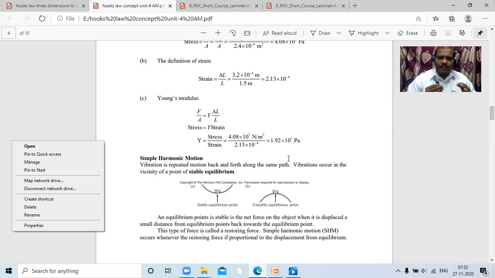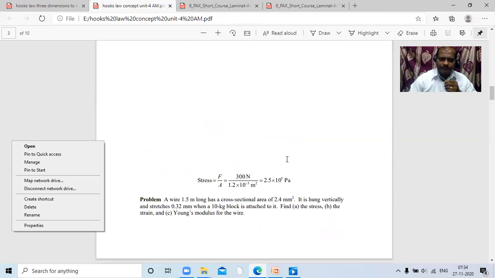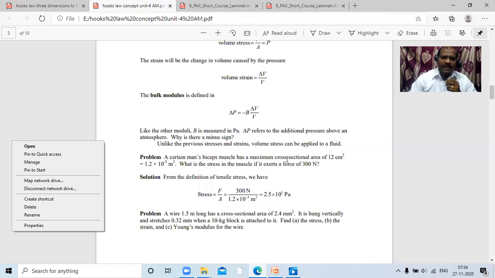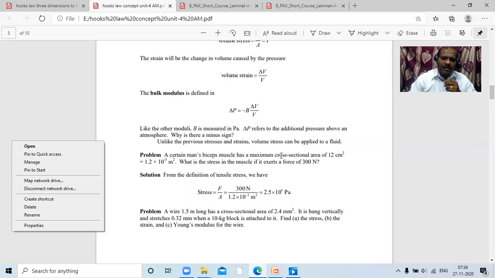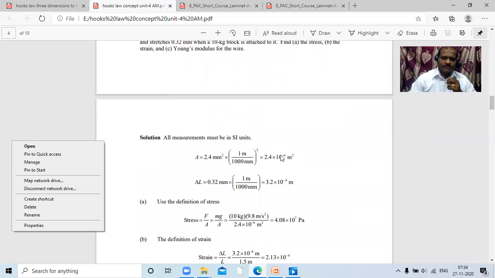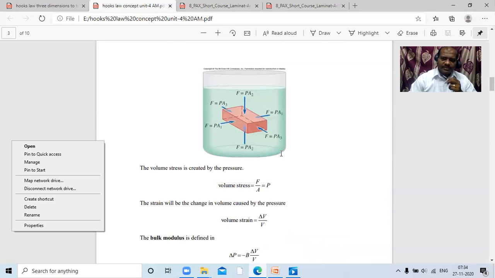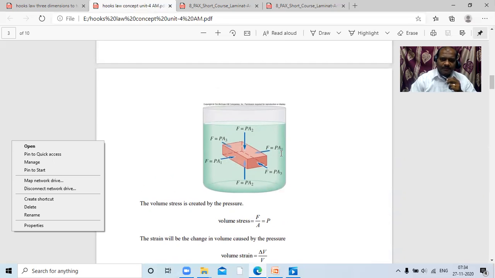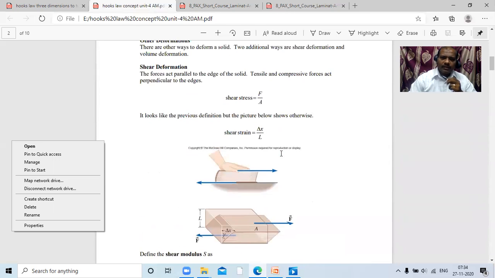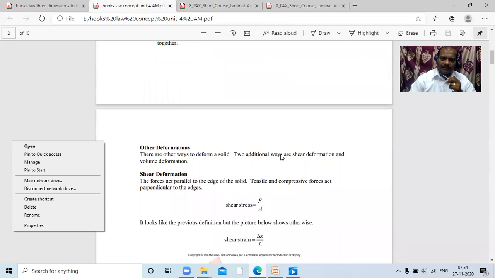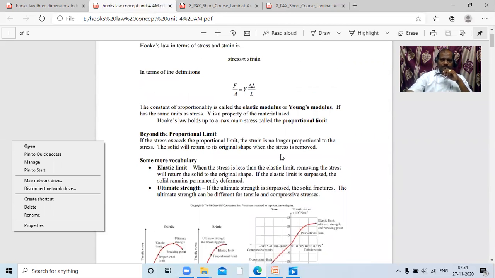Fourth point is we have solved two problems. One is regarding the calculation of stress. Second is regarding the stress calculation, strain calculation, and Young's modulus calculation. So these are similar things, and you have observed a schematic representation of how bulk modulus happens, and a representation of how shear modulus happens. So with this today's presentation is completed.